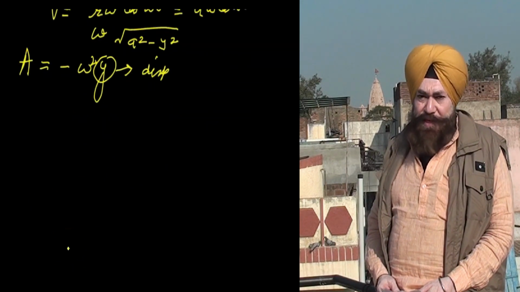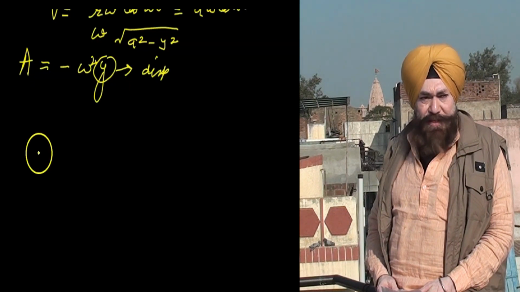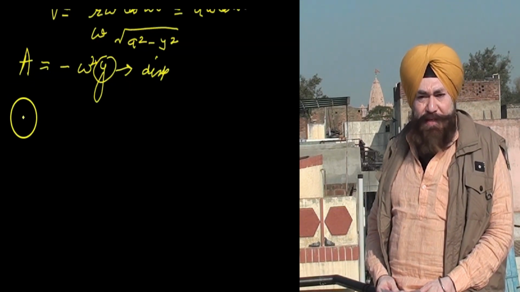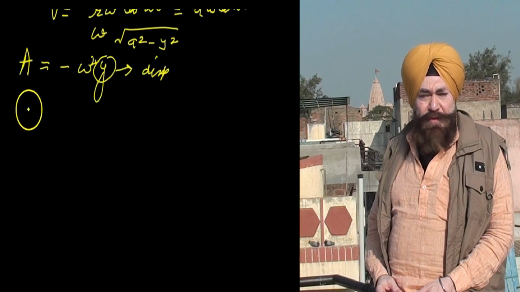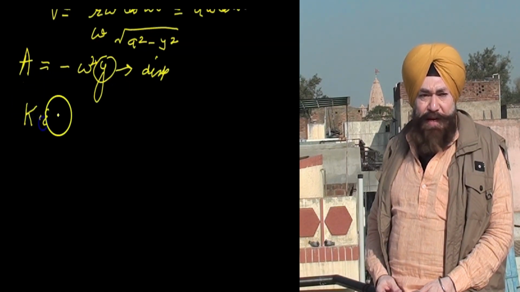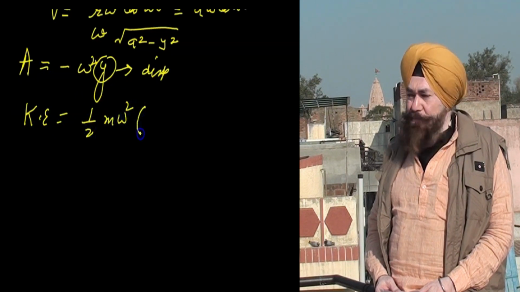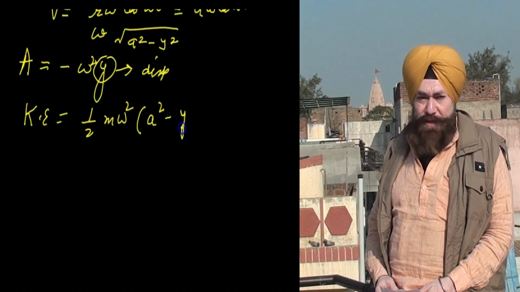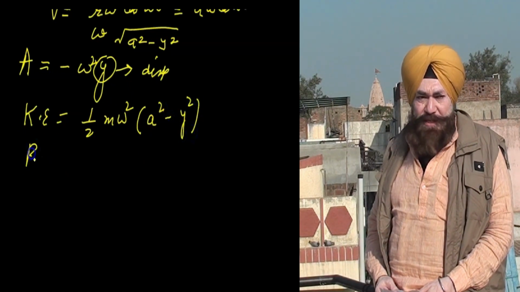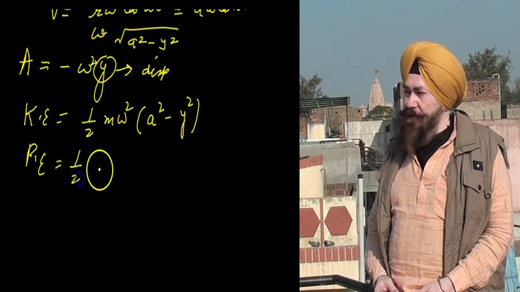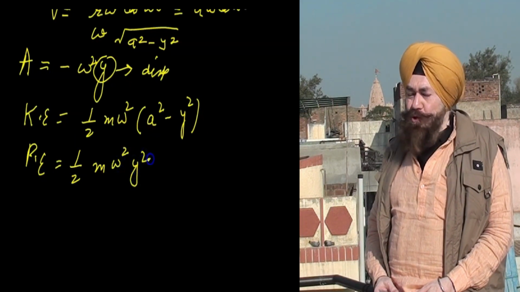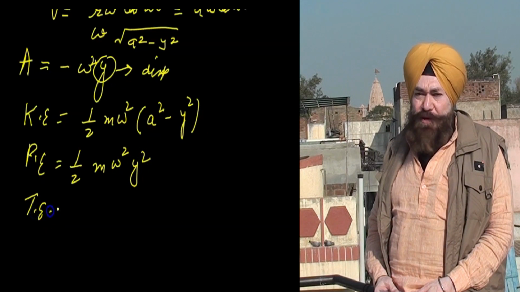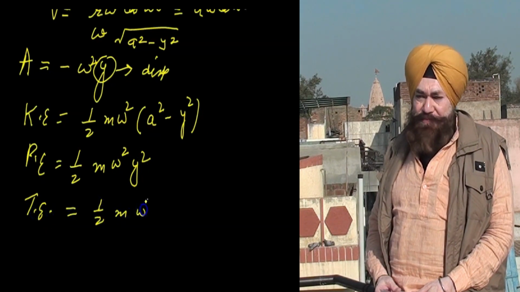Now I'm going to derive the expression for the kinetic, potential and total energy in this video. Before that, I want to tell you the expressions which we got. Kinetic energy equals half m omega square, bracket a square minus y square. The potential energy equals half m omega square y square, and the total energy is half m omega square a square, where a is the amplitude.